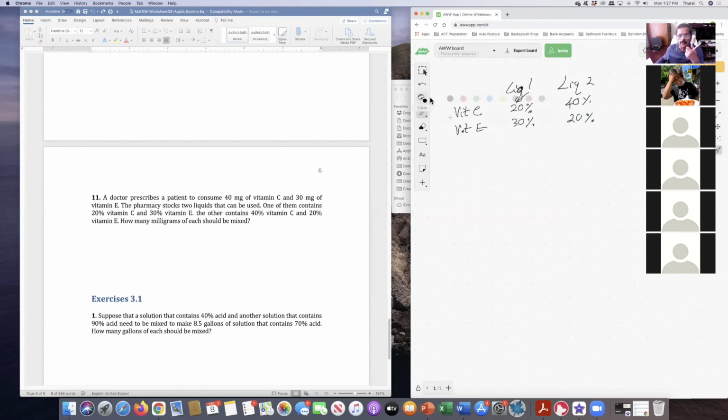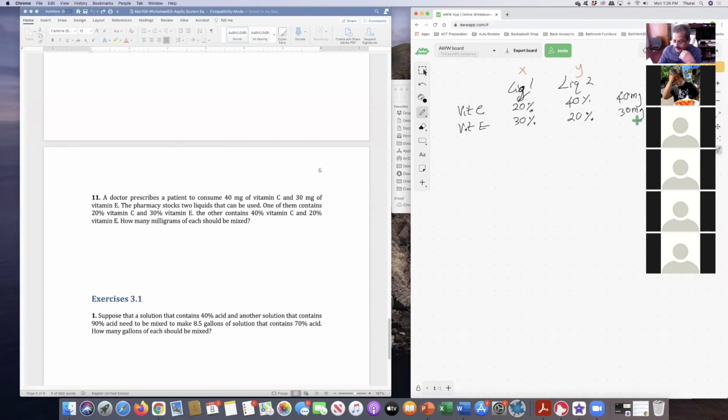That's our unknown quantity, so we introduce names for them and put those names up here. Milligrams of liquid 1 to be used will be X, milligrams of liquid 2, Y. Now we are ready to set up the equations. The total vitamin C consumed must be equal to 40 milligrams, and vitamin E should be 30 milligrams. Put those numbers there, and now our table is done.